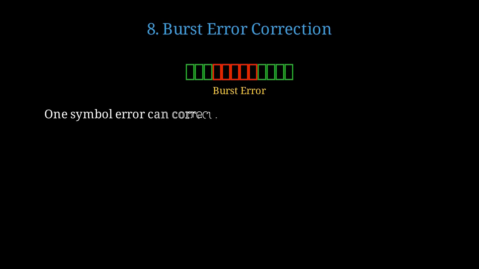RS codes excel at correcting burst errors, which is why they're used in storage. A burst error corrupts consecutive symbols, common in scratched CDs or damaged sectors on disk. Since each symbol is s bits, correcting one symbol error actually fixes up to s consecutive bit errors.